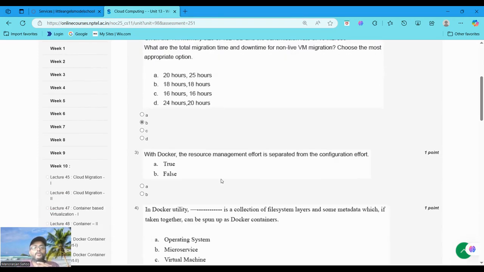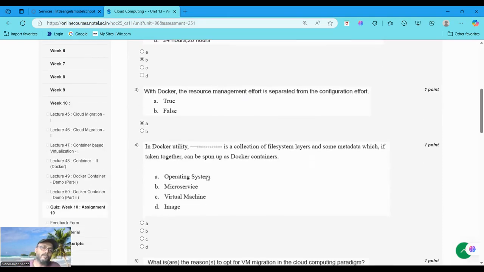With Docker, the resource management effort is separated from the configuration effort. This is a true statement, because Docker separates resource management handled by the host operating system from configurations defined in Dockerfiles or images, enabling portability. That's why you can say with Docker, the resource management effort is separated from the configuration effort. That is a true statement, option A.